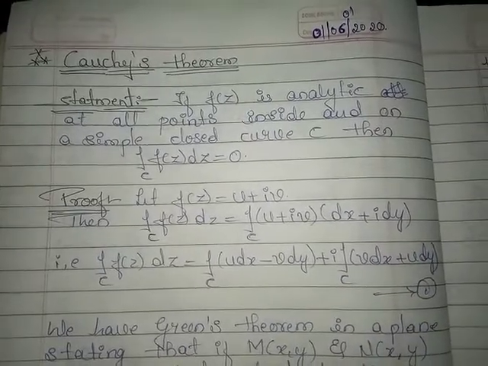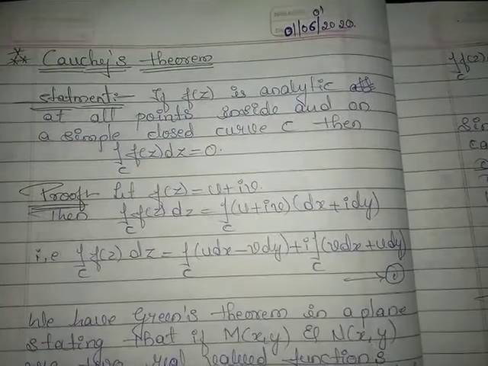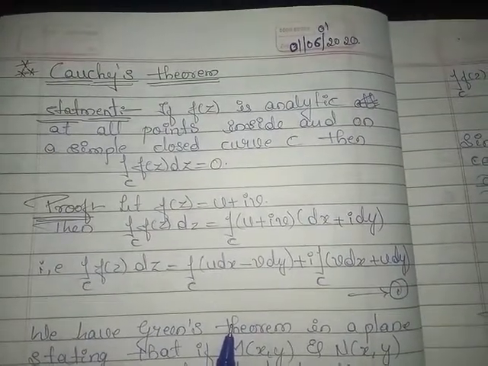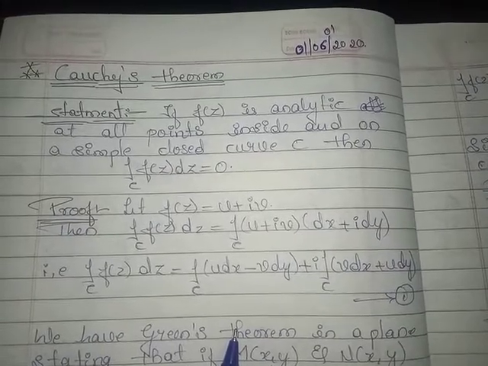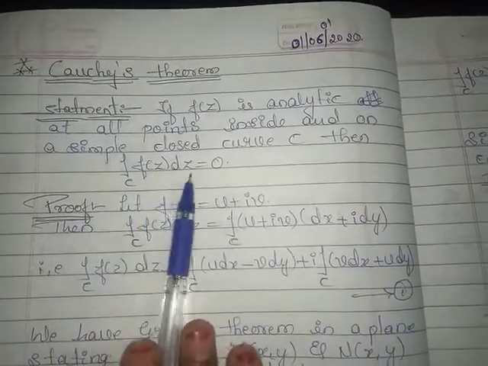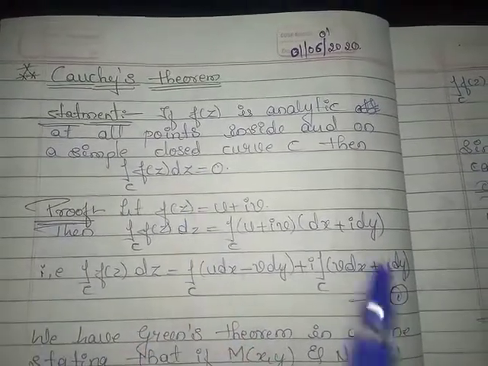Today we will discuss Cauchy's theorem. Statement: if f of z is analytic at all points inside and on a simple closed curve C, then we have integration over C f of z dz is equal to 0.